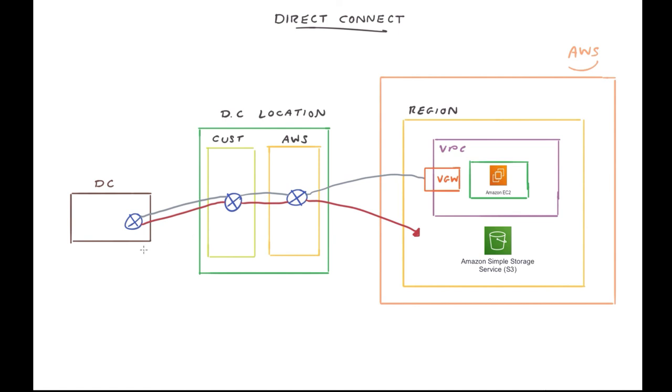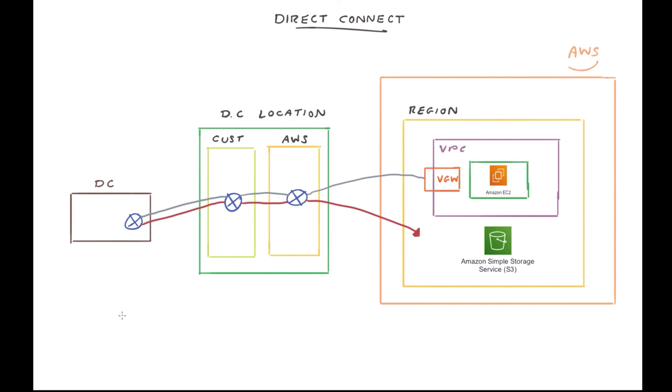So now we've established a connection from our on-premise data center into a region within AWS where we can access both private resources and also public resources, and it's all done without having to traverse the public internet. Instead, there's dedicated and isolated infrastructure using the Direct Connect locations.